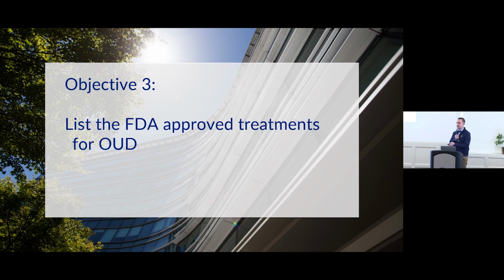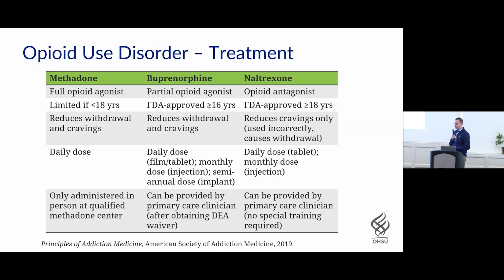Other questions? Okay. Let's jump into medications. So there are 3 FDA-approved medications to treat opioid use disorder: methadone, buprenorphine, and naltrexone. Methadone is the only full agonist opioid that is FDA-approved to treat opioid use disorder. It is limited access if you're under the age of 18. Most opioid treatment programs, or OTPs, require you to be 18 or older to initiate methadone.